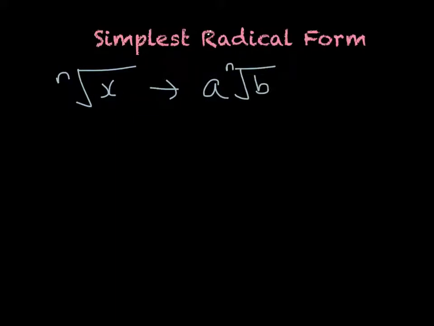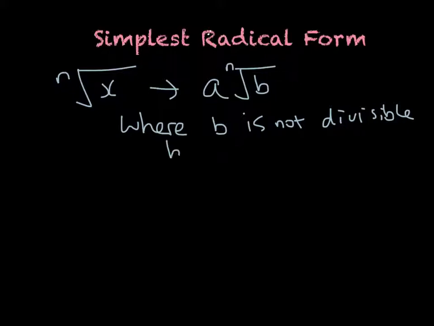Using the properties we just learned, we can put a root of a number into something called simplest radical form, which means that if we have the nth root of a number x, then we want to convert it into something so that it's a times the nth root of b, where b is not evenly divisible by any perfect square.